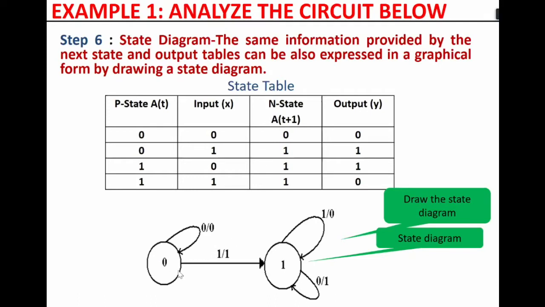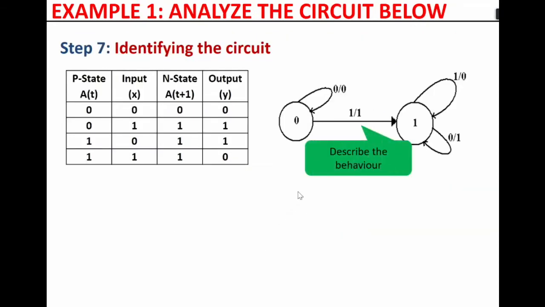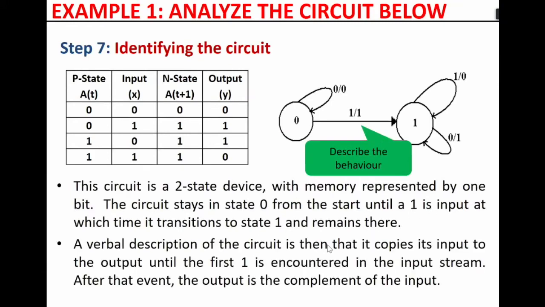As long as a 1 comes, it moves to state 1. And then from then on, the output is the complement of the input. It will never leave state 1, but the output is always the complement. What circuit does that? If you describe the behavior, this is what we are saying. That is a two's complementer circuit. You've done those circuits. So that is analyzing a circuit.